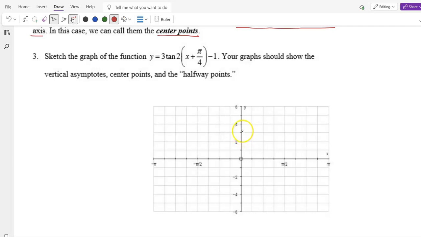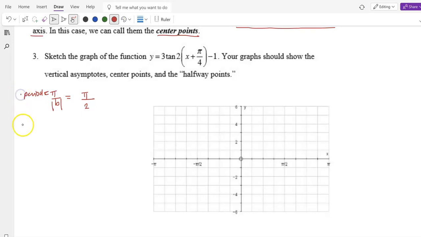What will you do? First, you should find the period. Period is pi upon mod b. Mod b is the coefficient of x. So the coefficient of x is 2. Sorry, when you open the bracket, it becomes 2, so the period is pi by 2.